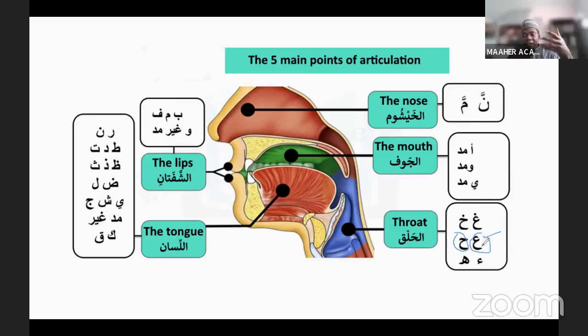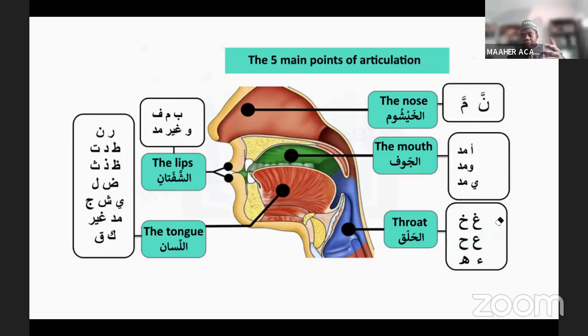But when you pronounce the ain, it's going to be the opposite. With the ain, you restrict the passage of the airflow from the throat. You see how it's so different from the ha. Ha. Ha. So these are the main differences between these two letters.